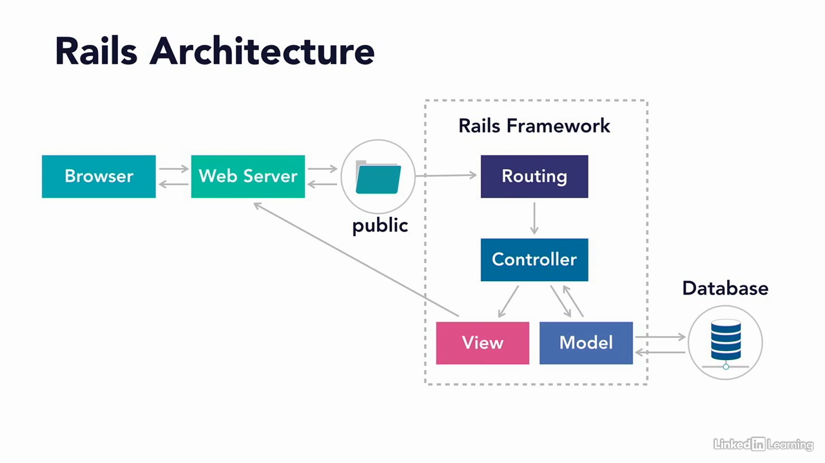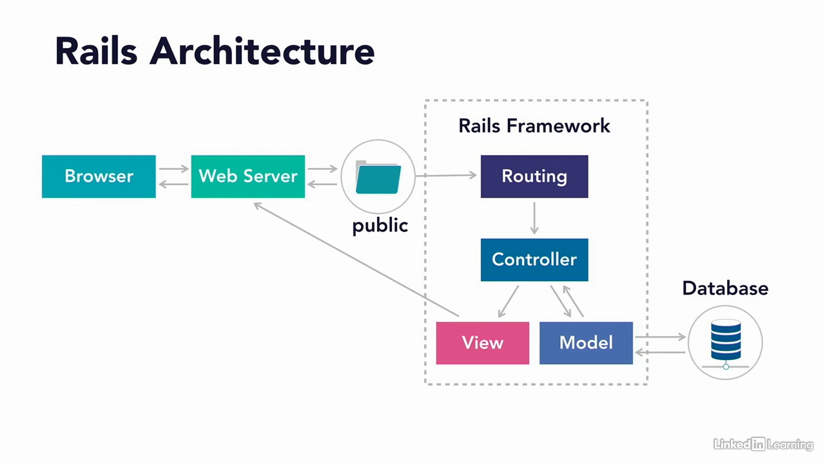And when a request comes in from a browser, the web server will look in that public directory to see if it can find a file whose path and name exactly matches what the browser is looking for. And if it does find it, then it will return that file back to the browser and never access the Rails framework at all. This is handy because it allows us to return static HTML pages, images, style sheets, or JavaScript very quickly. But if the file is not found, then it asks the Rails framework to handle the request.